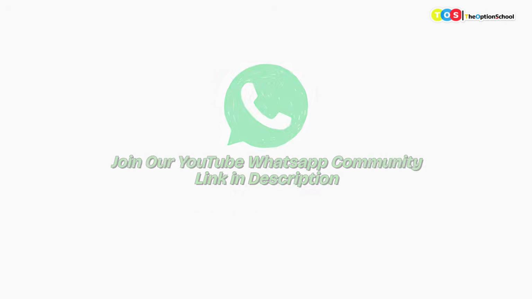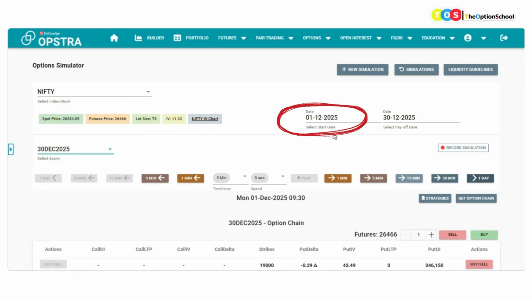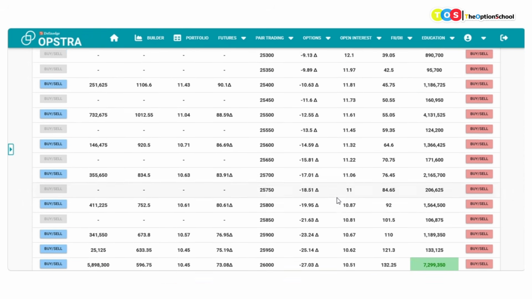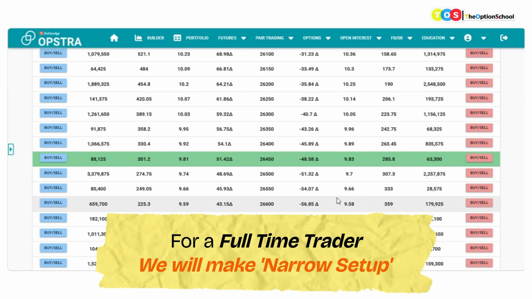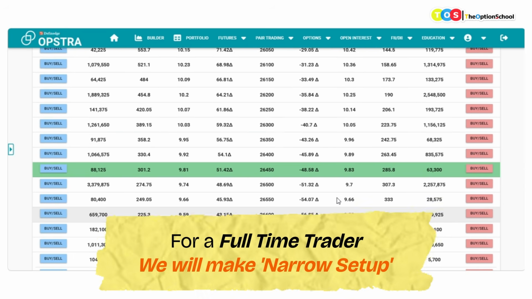Let me go to Opstra and let me show you the trade. Now we are on 1st of December 2025, at 9:30 in the morning we will do the trade. Since we are available on the screen and we know the adjustments, we will not create a very wide strategy, but we will create a narrow strategy to fetch slightly more returns.